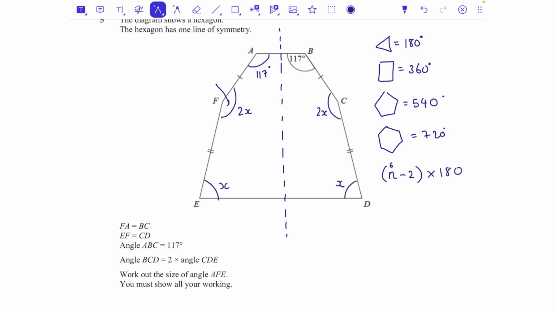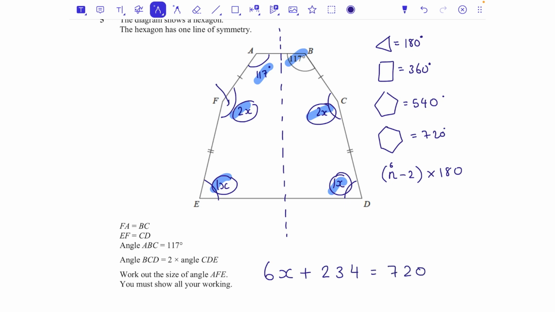So in this case, because it was a 6-sided shape, 6 take away 2 is 4, and 4 times 180 is 720. So I now know that all of these angles, 1, 2, 3, 4, 5, 6, must add together to equal 720. So I've got X, add 2X, add 2X, add another X, which altogether is 6X, because these ones are 1X and 1X. So 6X, add another 117 and 117, which is 234. And we know that needs to add up to 720. I'm just going to solve this equation to work out what X is.